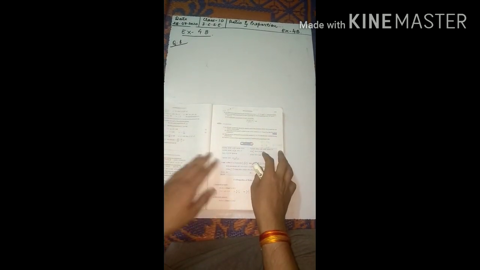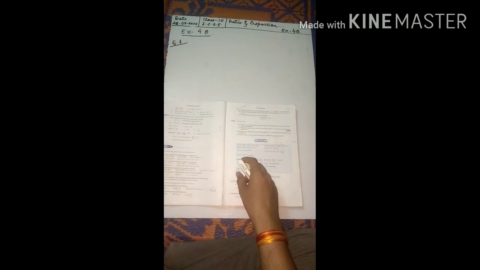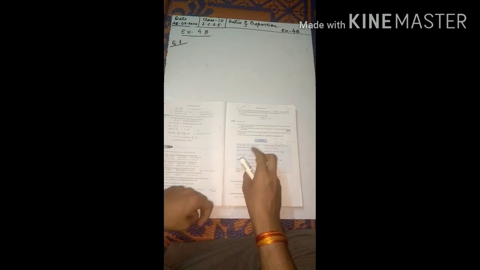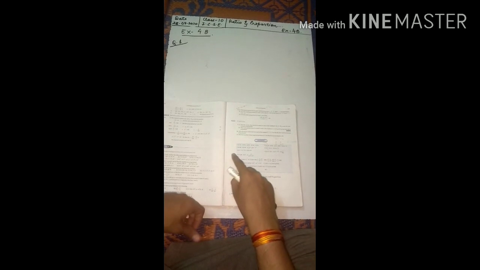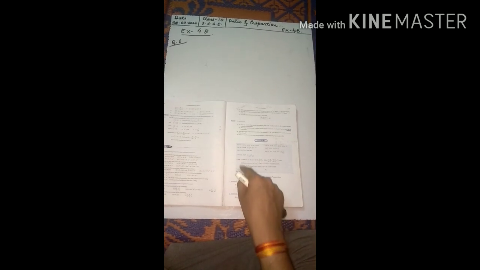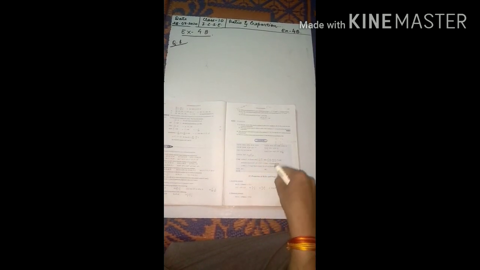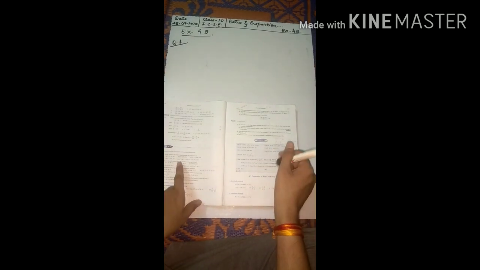So we only have 8 questions in the 4B exercise, and the first question says: verify whether the following numbers are proportional. How to verify that they are proportional? A upon B should be equal to C upon D, and the question is given in proper sequence, that means the first number will be A, the second number B, then C and D. All right, so let us do part E.